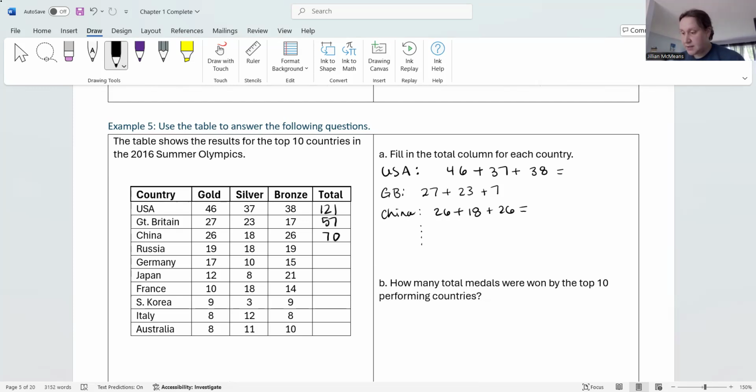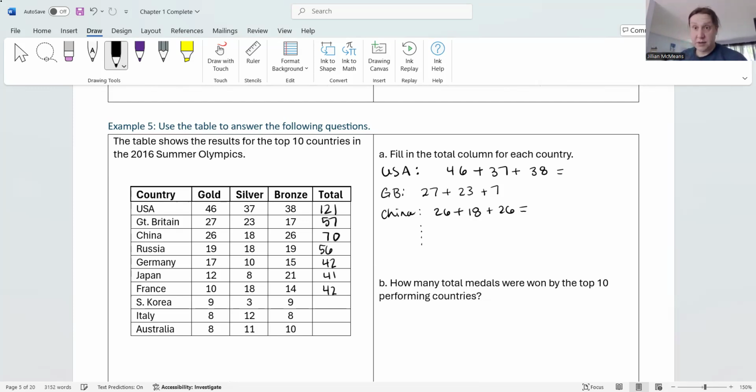So Russia would be next. Russia had 19 plus 18 plus 19 medals. So they won 56 medals total. Germany had 17 plus 10 plus 15. Whoops. 17 plus 10 plus 15. So Germany won a total of 42 medals. Japan won 41. You can do that one kind of in your head, but let's see. 12 plus 8 is 20 plus 21. They won 41 medals. France was 10 plus 18 plus 14, so 42 medals.